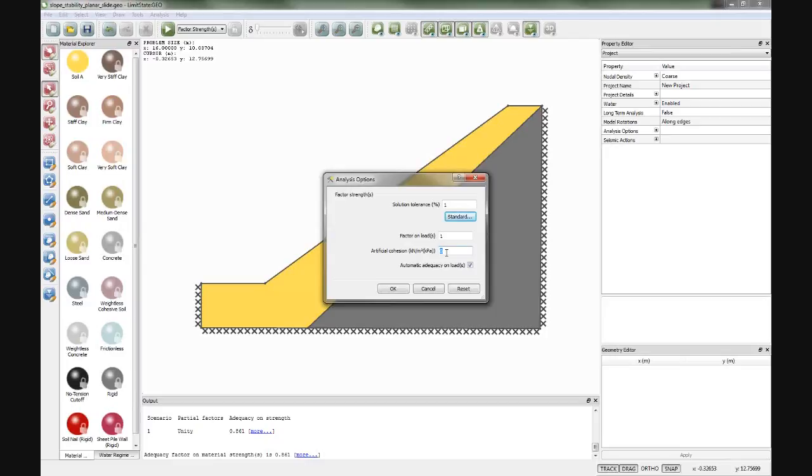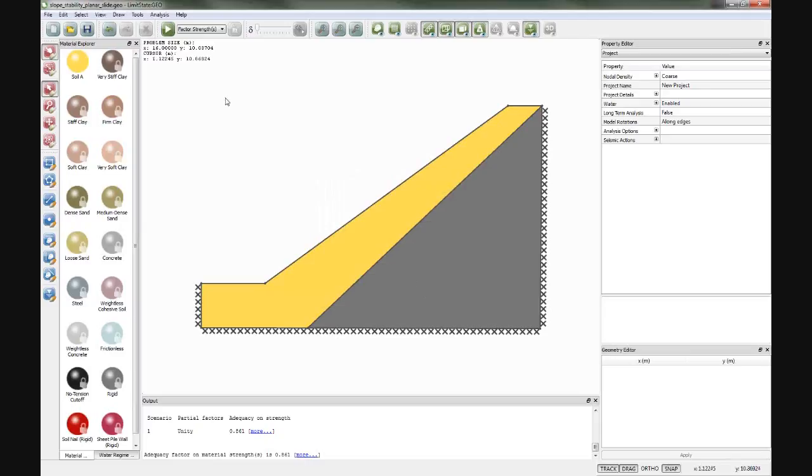And so when you're doing a factor strength analysis, it will add an artificial cohesion of 0.1, or set the value to 0.1, if it's less than 0.1 for any material. Okay, so I'll cancel that.